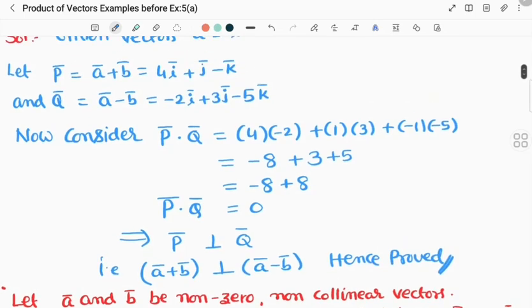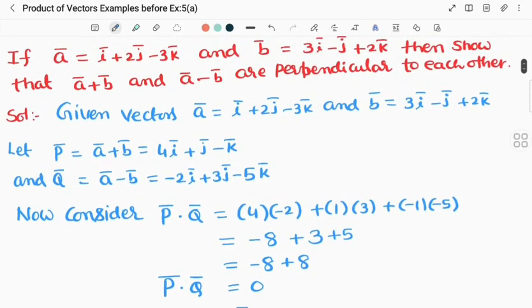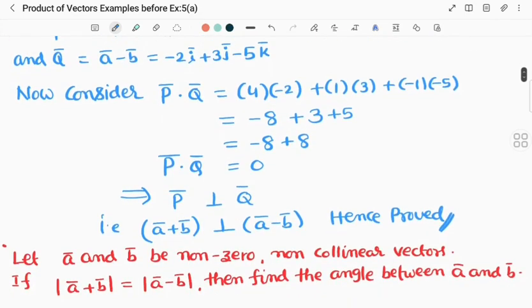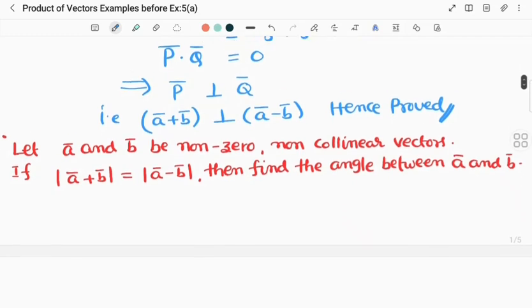This is the way we can do this, students. First, calculate a bar plus b bar, the sum of two vectors. Next, the difference of two vectors. Sum of two vectors is p, difference of two vectors is q. After that, we consider the dot product. If you prove the dot product is 0, then obviously the given vectors have to be perpendicular.